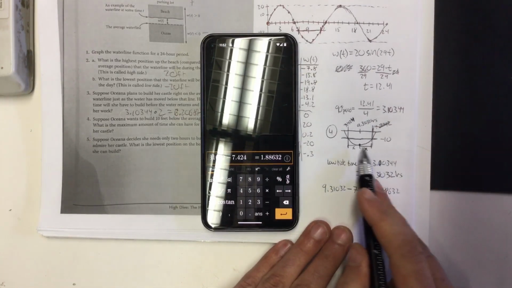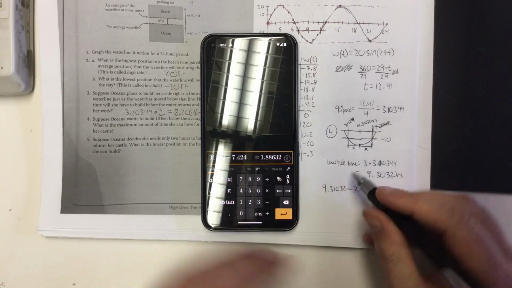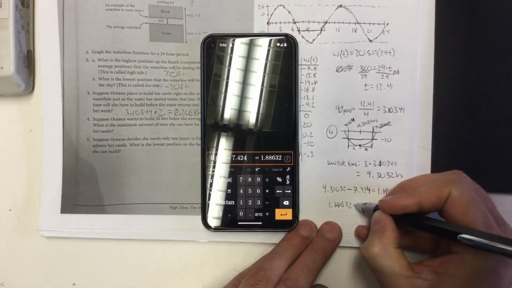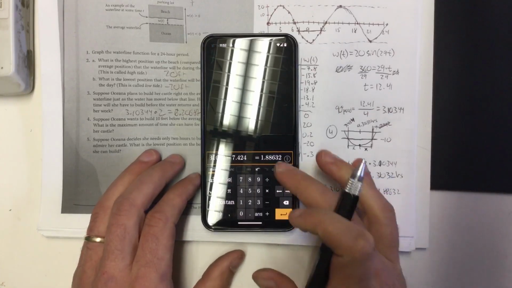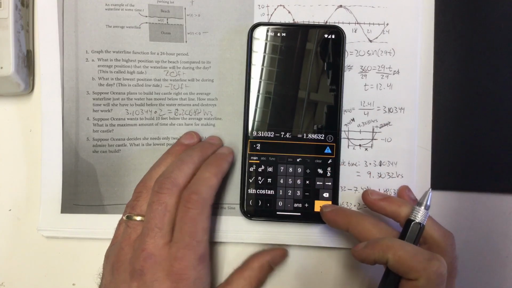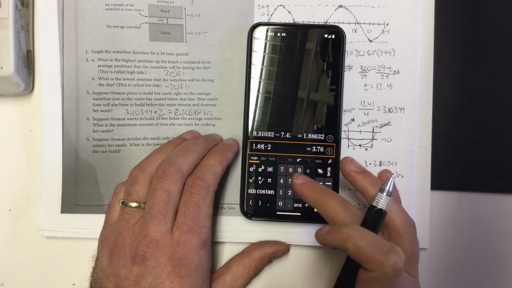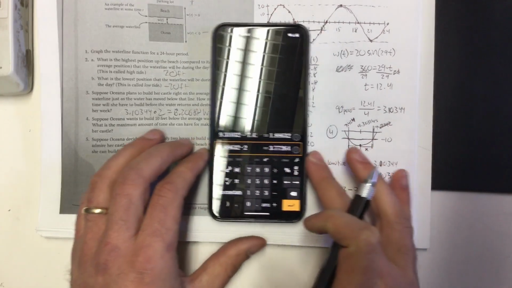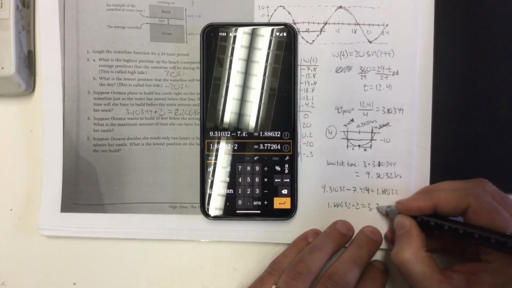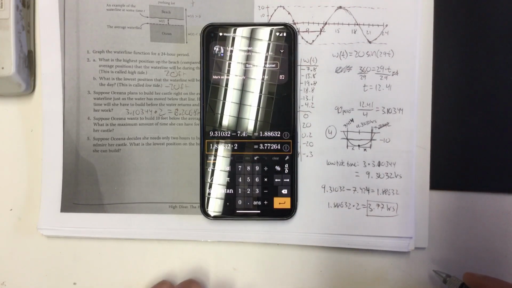Okay, but that's only this distance right there. That's 1x. We need 2x's to get the total amount of time. So then 1.88632 times 2. Let's do equals, and then times 2. 1.88632. Okay? And there's our answer, 3.77 hours. And I rounded because that's probably enough specificity.